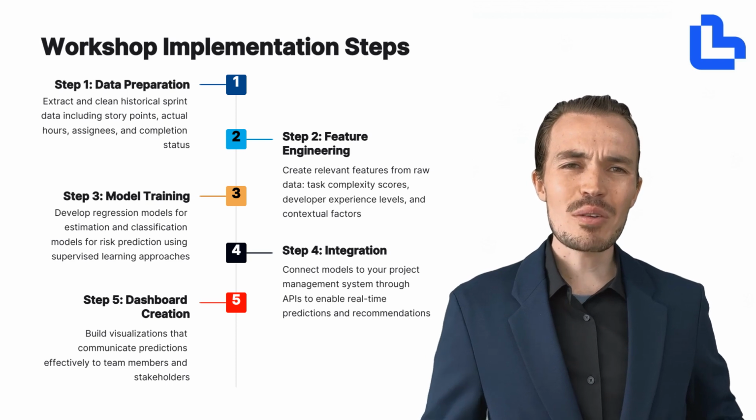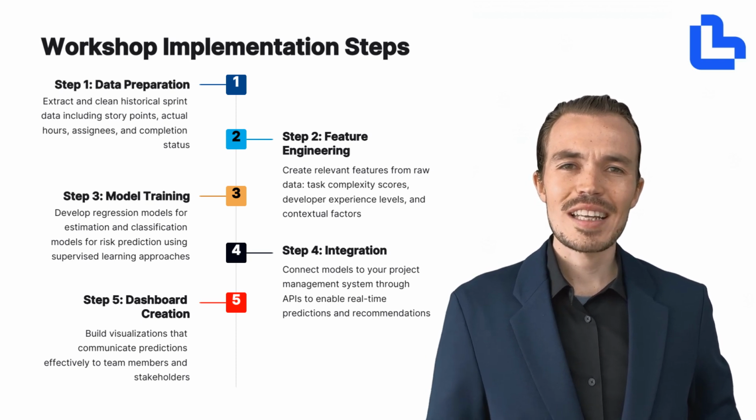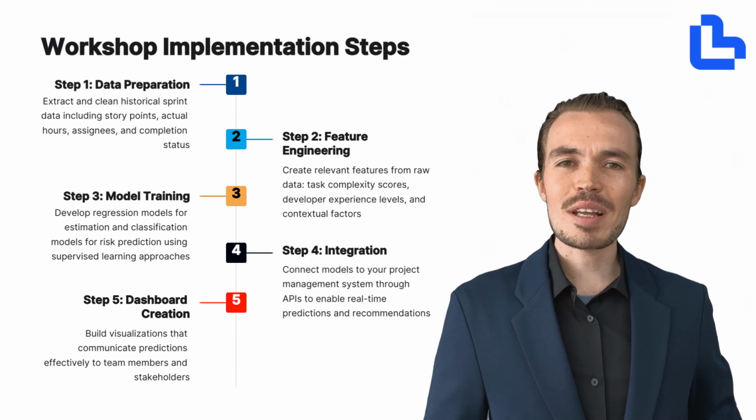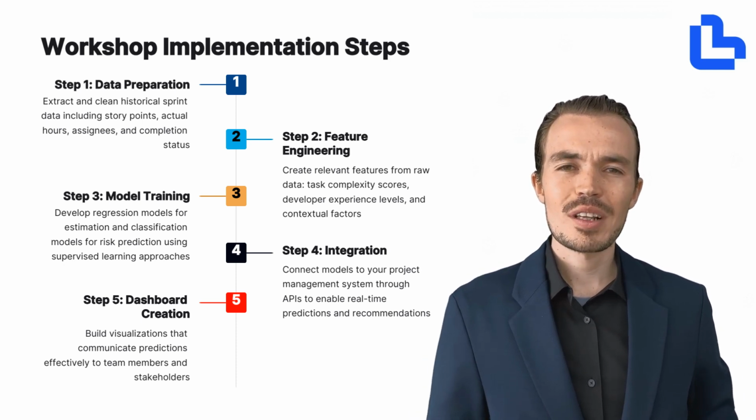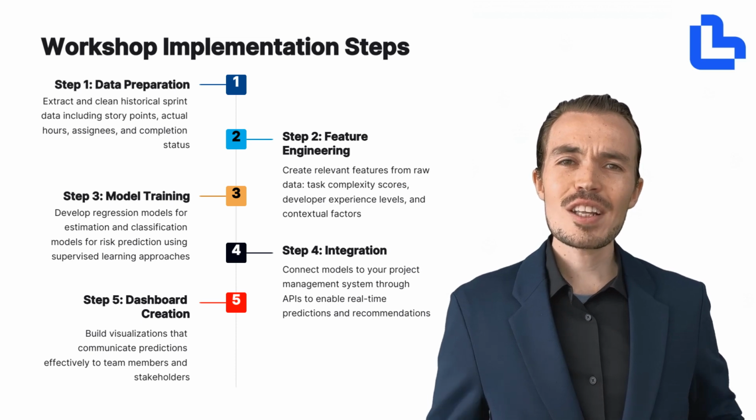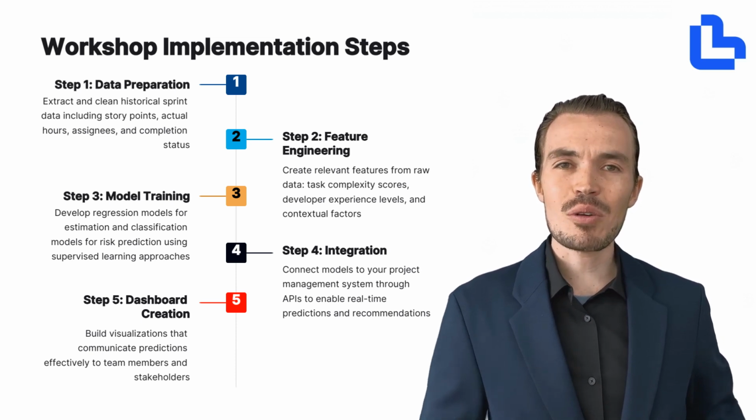Now that you know what you're building, let's walk through the 5 key steps to implement your AI-assisted sprint planner. Step 1 is data preparation. This is where you extract and clean your historical sprint data. You'll want to include story points, actual hours logged, task assignees, and completion status. Clean, well-structured data is the foundation of any successful machine learning model.